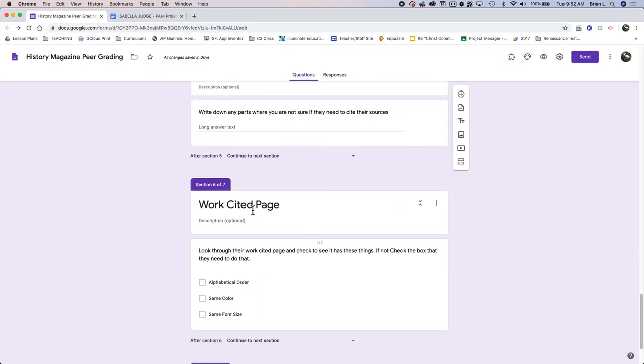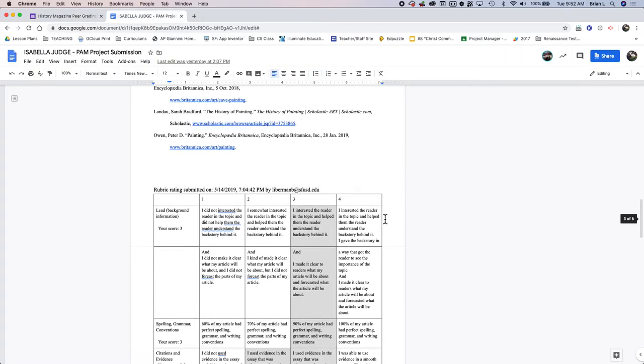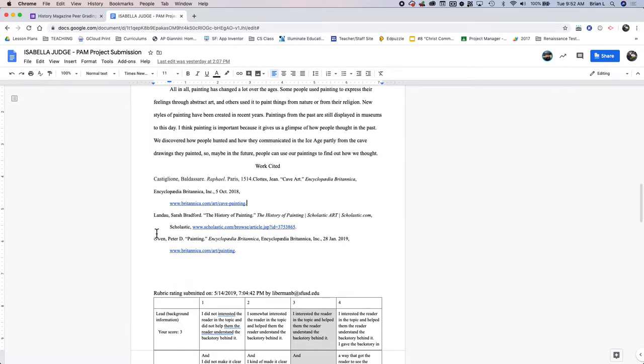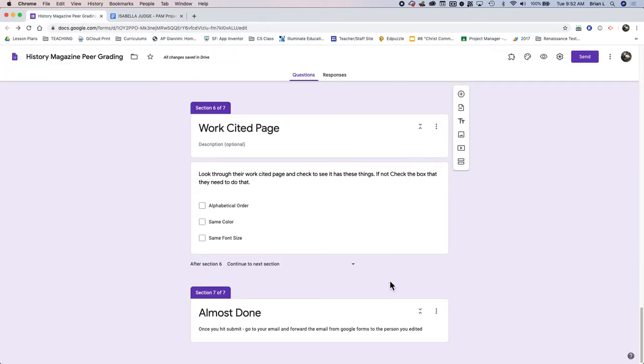Then we're going to look at the Works Cited page. Let's scroll down. The Works Cited is the bottom part, all right? If they don't have this, you could write, hey, you're missing this. You need this, all righty? Notice her Works Cited page. It's in alphabetical order. C-E-L-O, all right? Alphabetical order from the first letter of whatever the citation starts out with. Remember, you can use citation machine to generate these citations, all right? Make sure they have all these things, and you're going to check the boxes that they do not have.